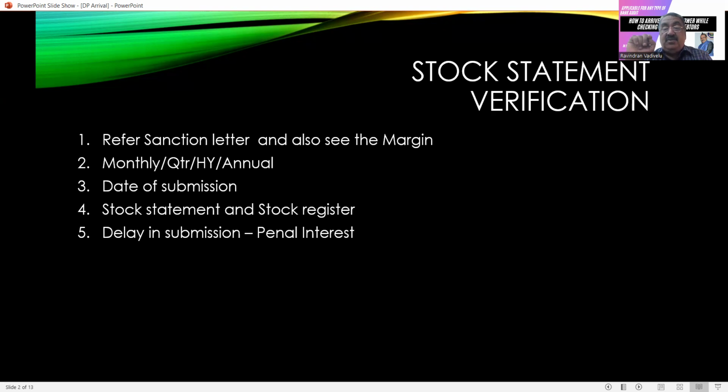So this point has to be seen by the auditor, and normally the penal interest should be 1% or 2%, and this will be clearly mentioned in the sanction letter. So if there is a delay in submission, then the auditor has to work out the penal interest.